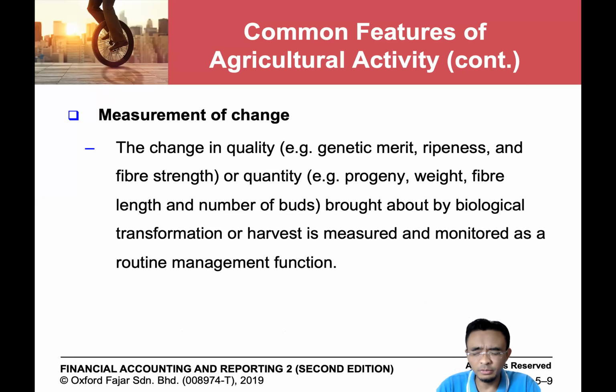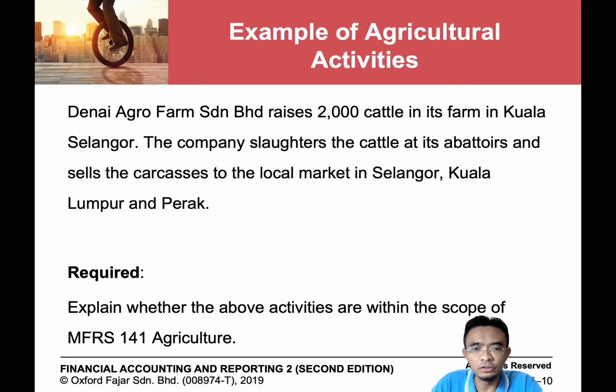So in terms of the management of change earlier, sometimes there is a change in the quality. As I said, probably we take care of them, we feed them with healthy foods. We fertilize all the plants with good fertilizers and so on. So the quality of the harvest will increase. So this is also what we call agricultural activity under the management of change.